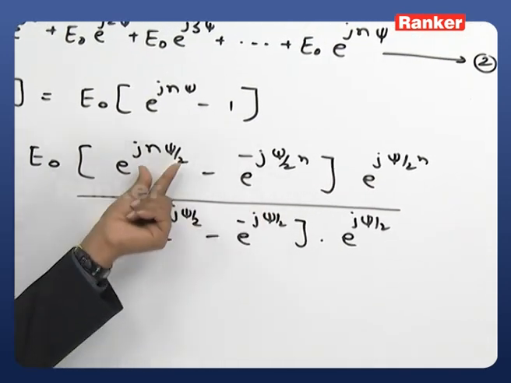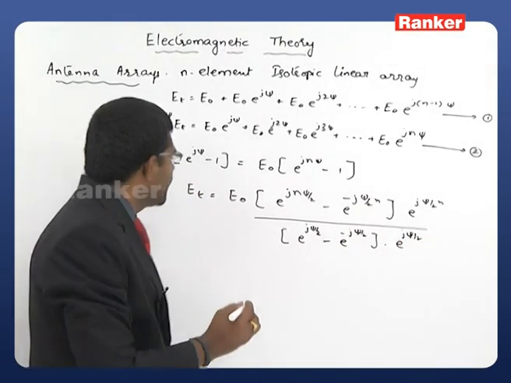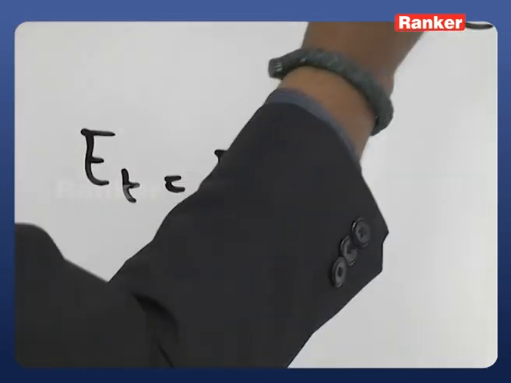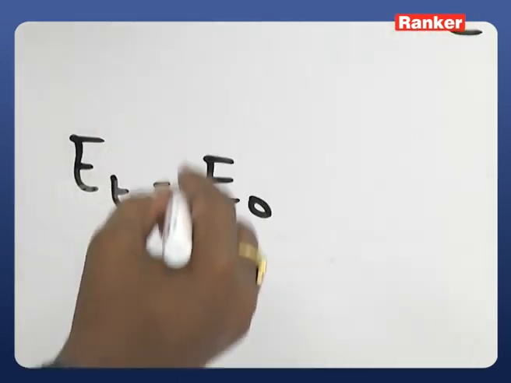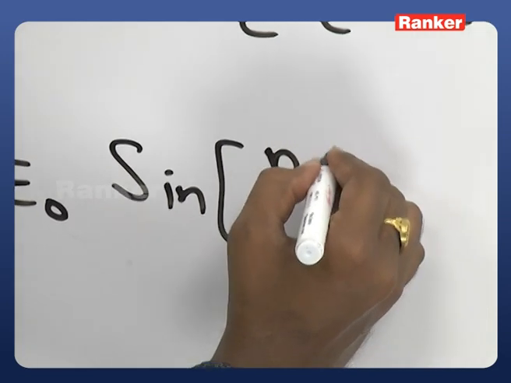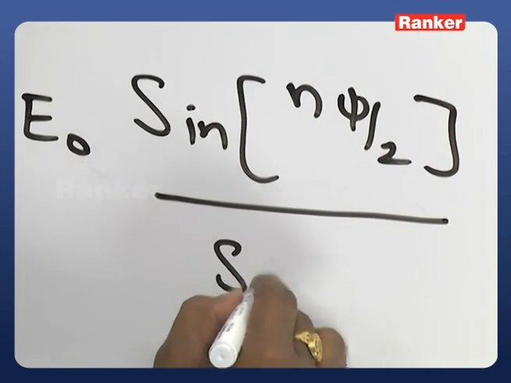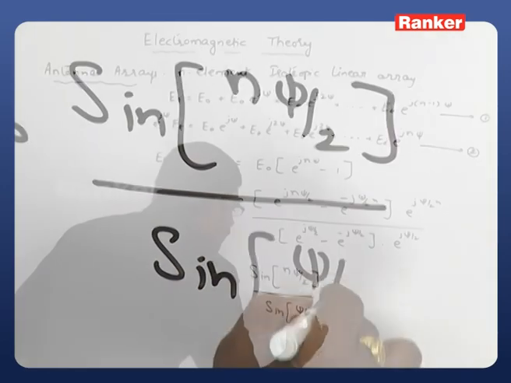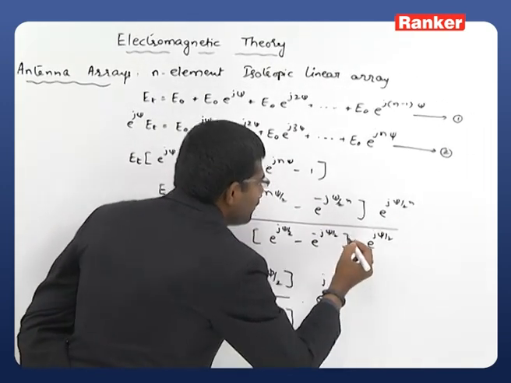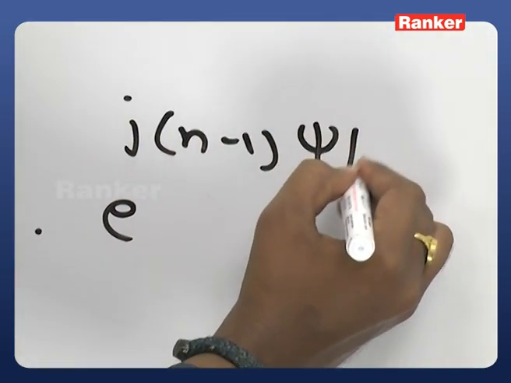What you will get here is 2j sin theta, here also 2j sin theta, and this can be simplified like this. Directly I am writing the equation of E T. So E naught, here the 2 will be cancelled, j and j will be cancelled, and the sin term is left for us. So sin(n psi by 2) divided by sin(psi by 2), multiplied with e power j (n psi by 2 minus psi by 2), so (n minus 1) psi by 2.